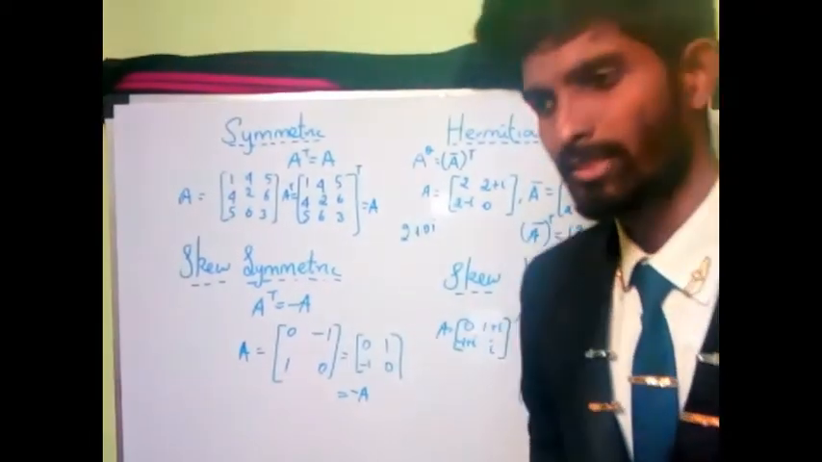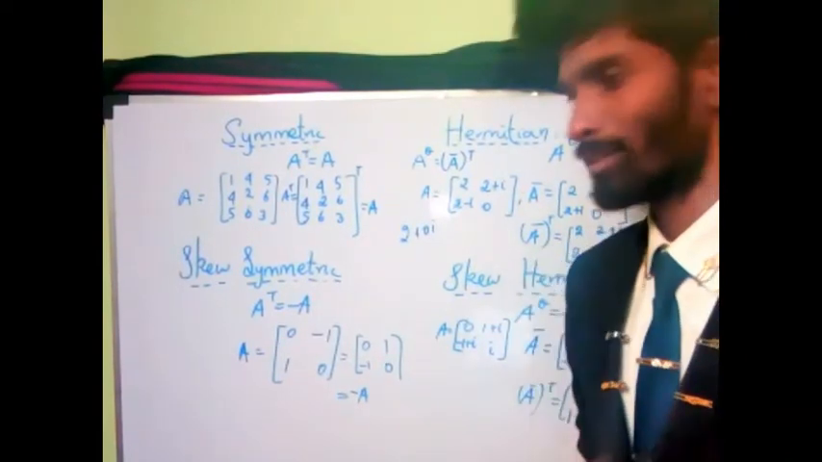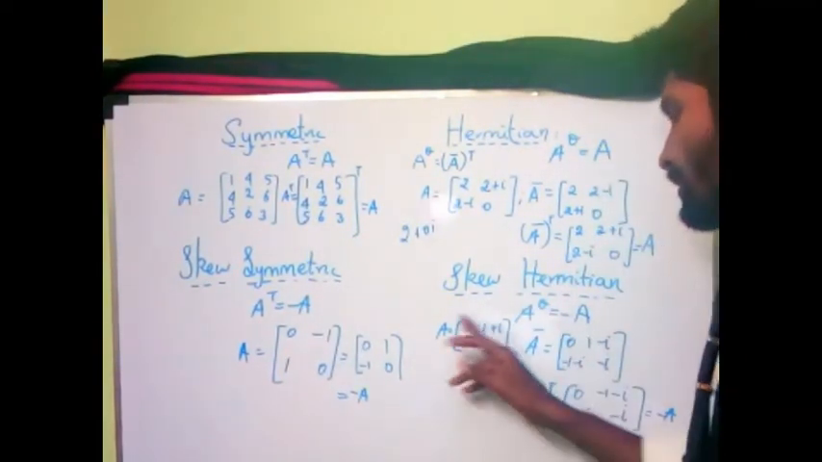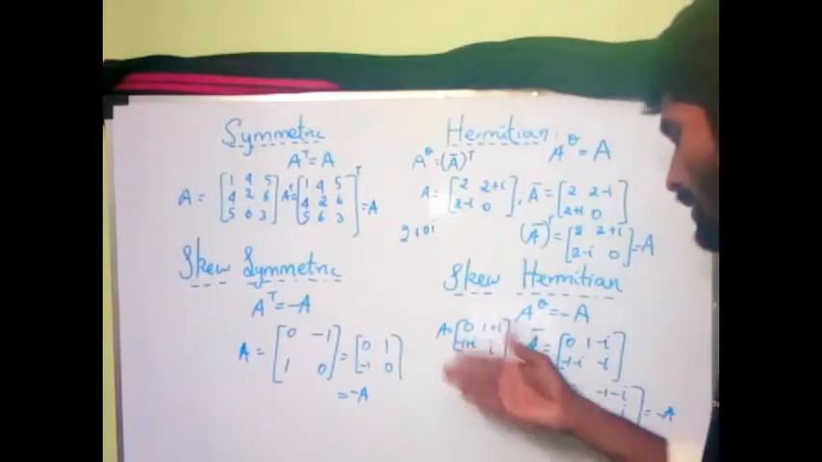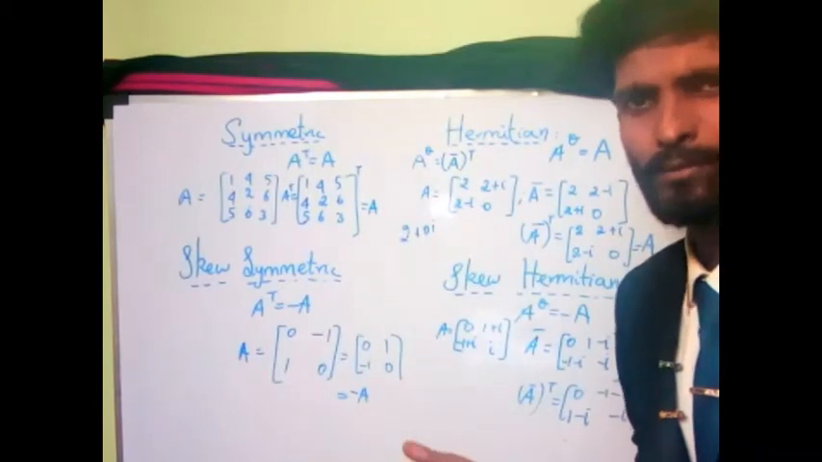Skew Hermitian means the same thing, the same determinant idea. That means A power theta is equal to minus A. That's the only thing: A power theta is equal to minus A. I take a matrix A of anything, no problem. That means the matrix should contain a complex number, in any way.